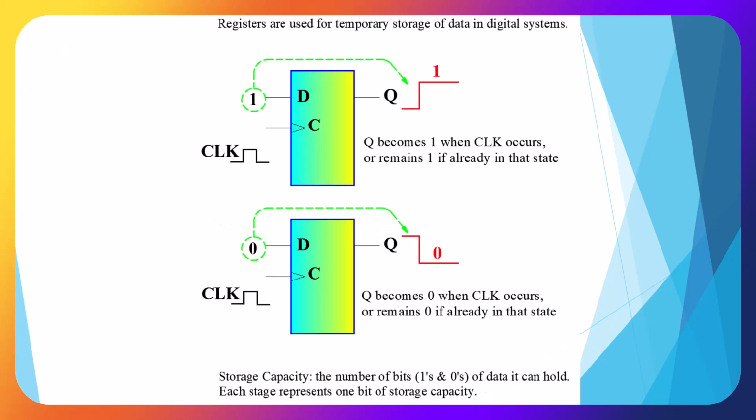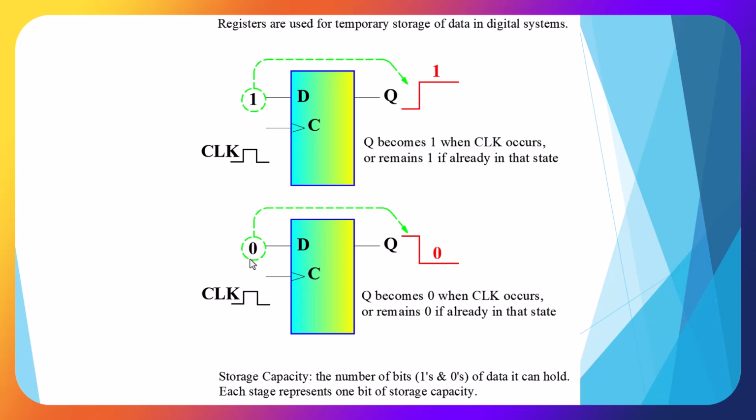Registers are used for temporary storage of data and digital signals. So they're made up of D latches where we have a clock signal. This symbol here, the triangle, is a positive edge trigger. So when we want to clock in and store a 1, we put a 1 on data, we clock it in, and it latches in and holds that data.